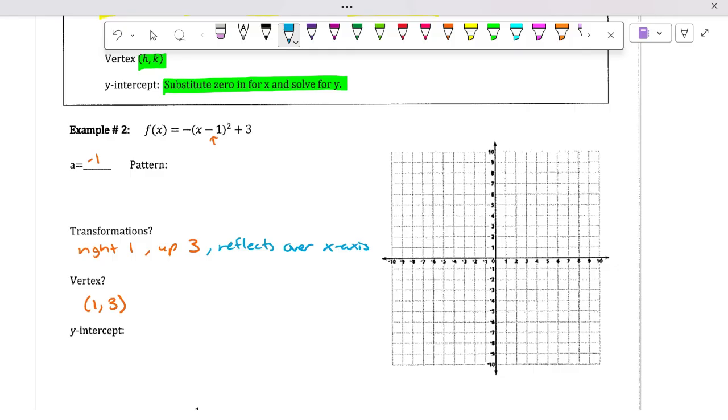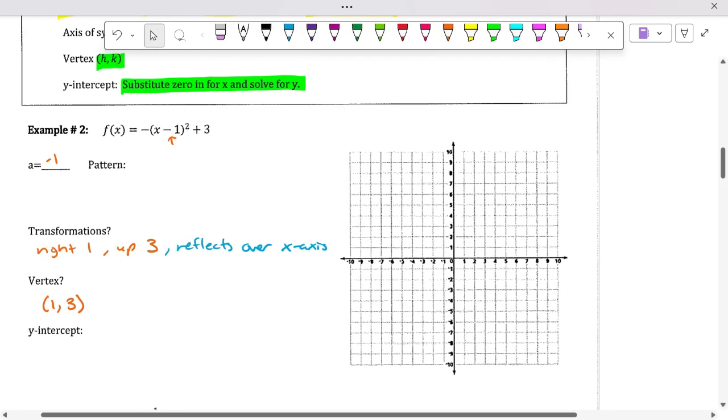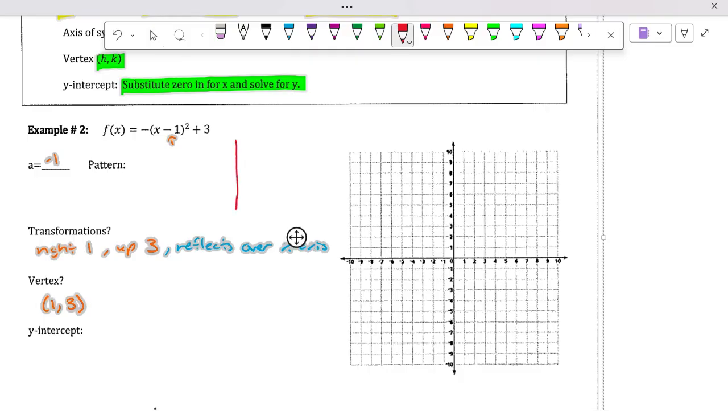Now, before we discuss the y-intercept, let's just take a moment and figure out the pattern that I was talking about. So first off, let's start with our original parent function. So this is x, and this is x squared. This is our parent function graph. So I'm going to start with the points that I had up top. So -2, -1, 0, 1, 2. And then 4, 1, 0, 1, 4.